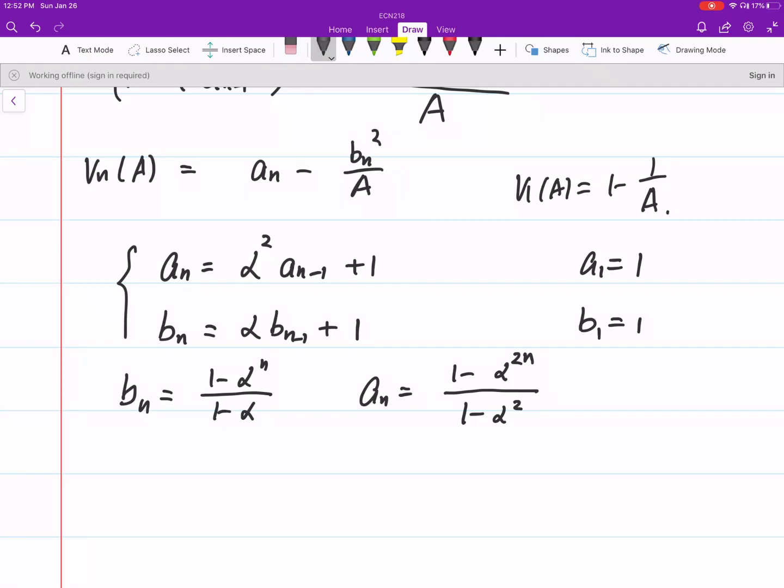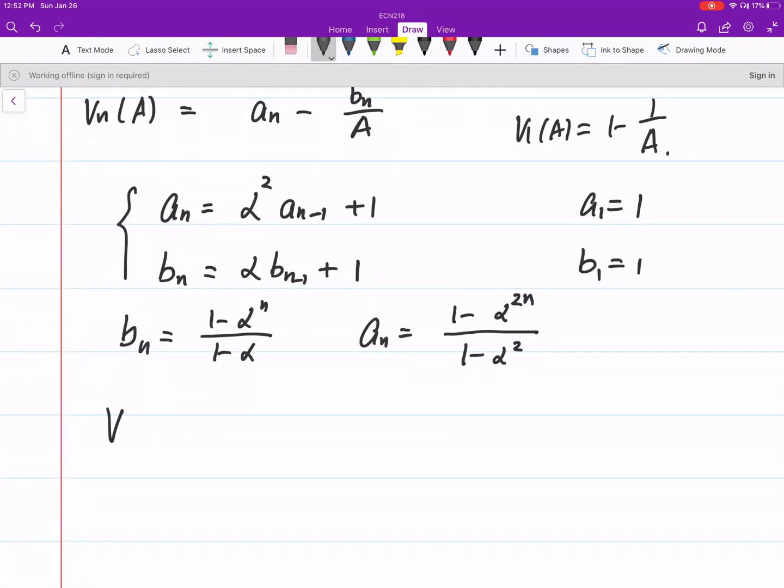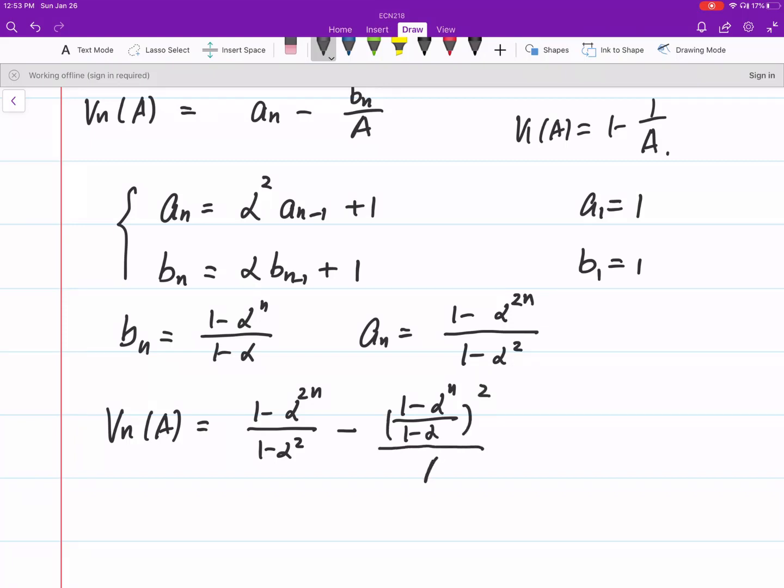So now we are finally done. We have solved the problem that we have v_n of A, the maximum value when we have n periods and the initial total amount of resources, capital A. This is the maximum achievable utility or return, and it's going to be 1 minus alpha to the 2n over 1 minus alpha squared, minus 1 minus alpha to the n over 1 minus alpha squared, b_n squared over capital A.